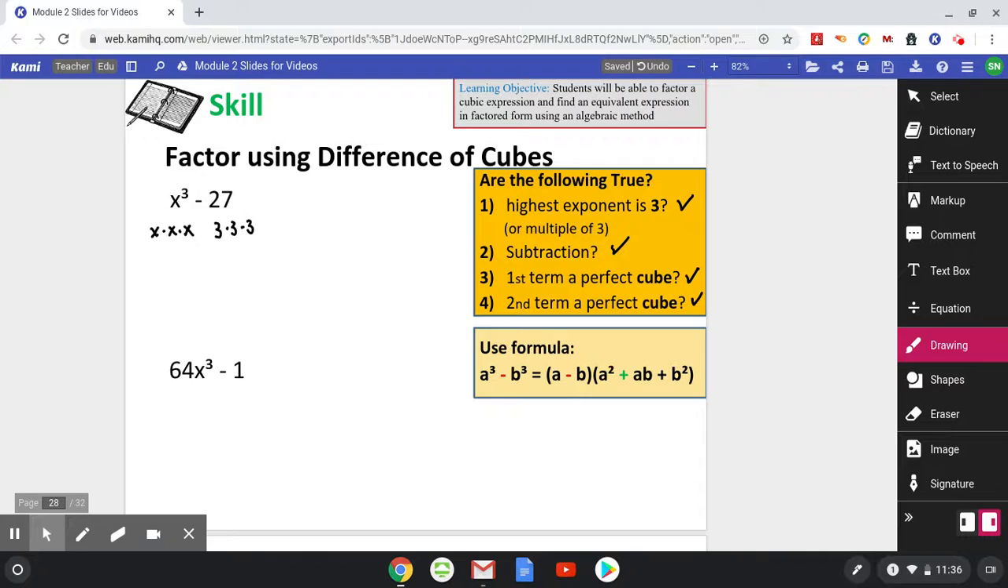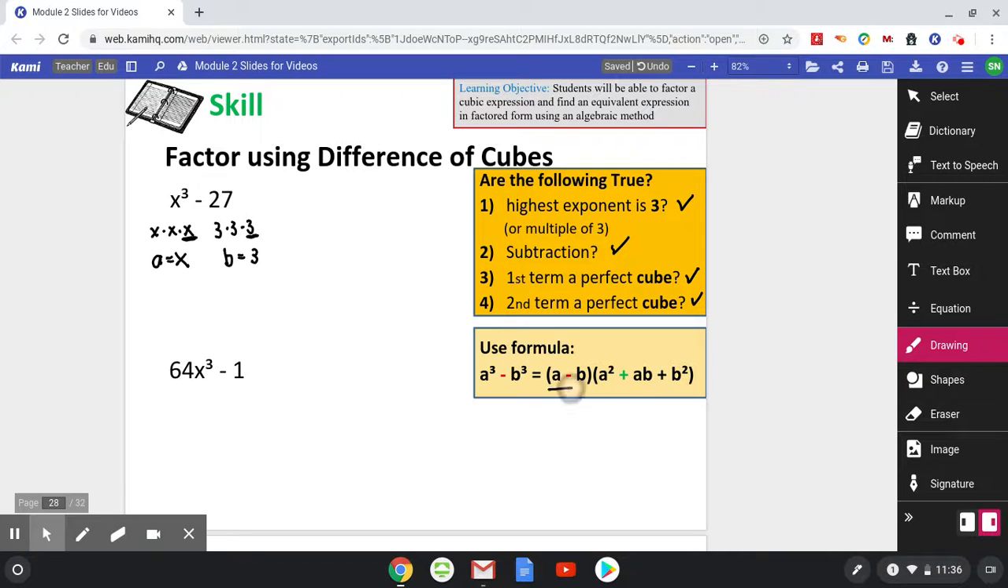Let me start by prepping it up. The formula uses the letters A and B. A is for the first term, so in this case we are going to say that A is equal to x. B is equal to 3. So we're picking one of the numbers that we multiply times itself for the first and second term.